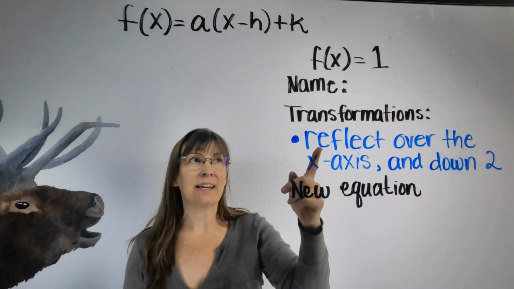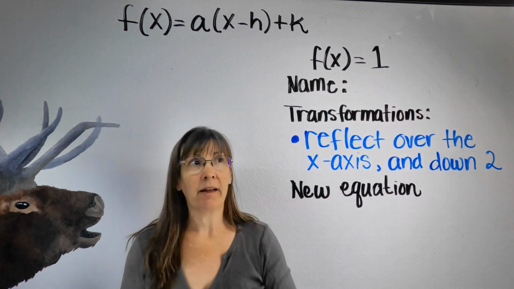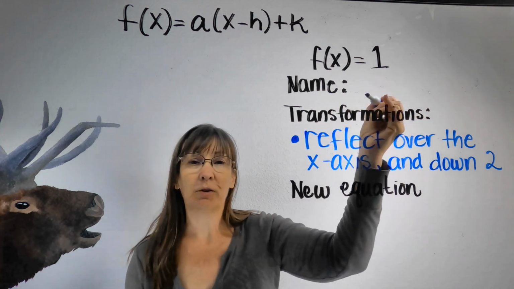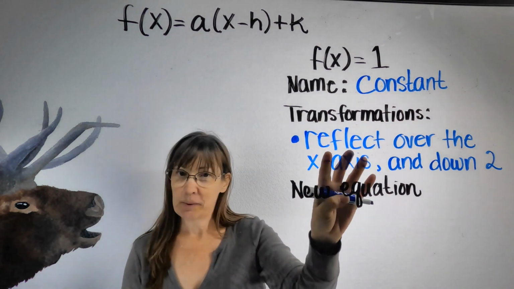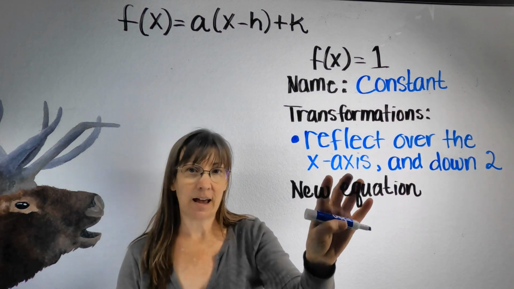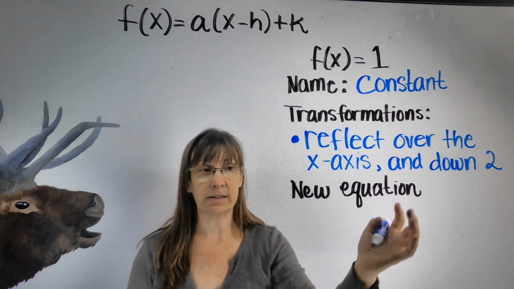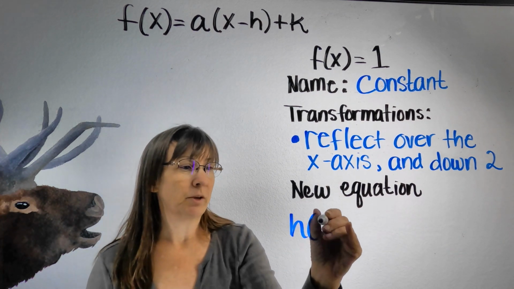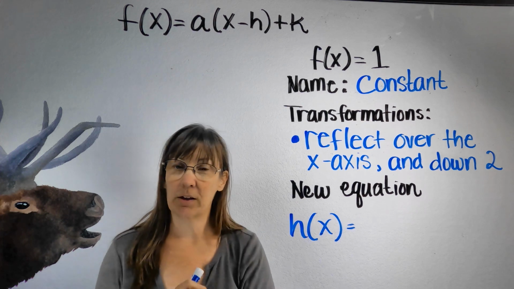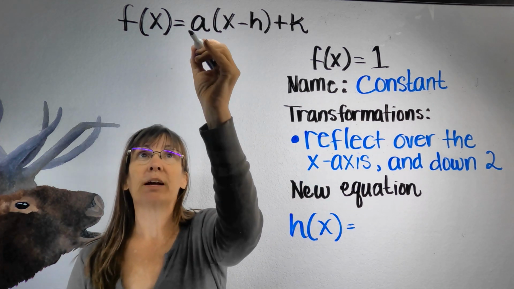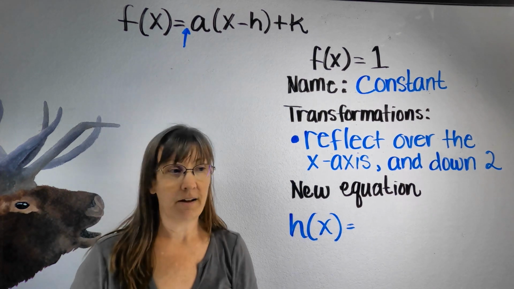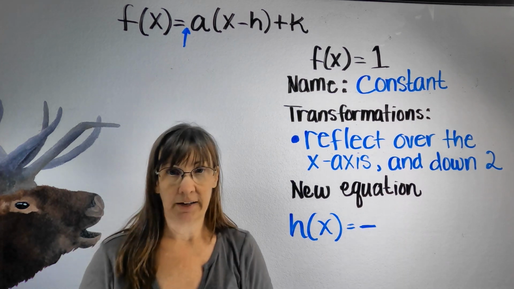My next function is f of x equals 1. The function family that this comes from is constant. My transformations, it says, is reflect over the x-axis and then down 2 units. So my new equation, we can call it anything we want. I'm going to call it h of x. I have a reflection. Now recall, the reflection is what sits in front of the a value. So I have a negative sign.